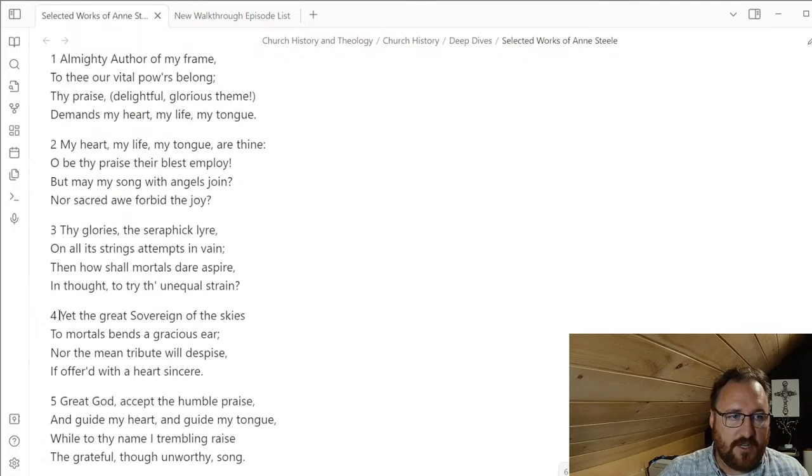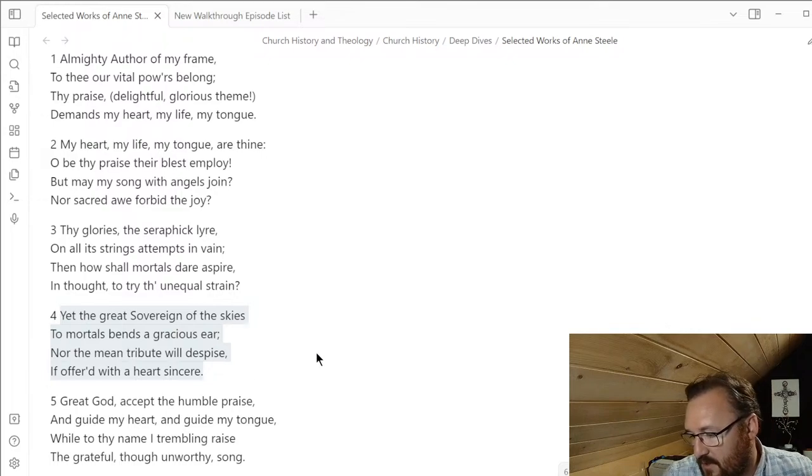And she continues on and says, yet the great sovereign of the skies to mortals bends a gracious ear, nor the mean tribute will despise if offered with a heart sincere. Now, this is kind of the linchpin of the whole thing. Why is it that our worship, why is it that our praise actually extends to heaven's throne? It is not because it is done exceptionally. It is not because it is done well. It is not because it is done with our greatest abilities. No, it is because of heart sincere and because of God's gracious ear.